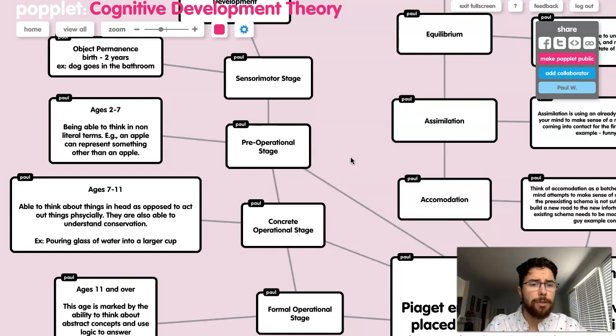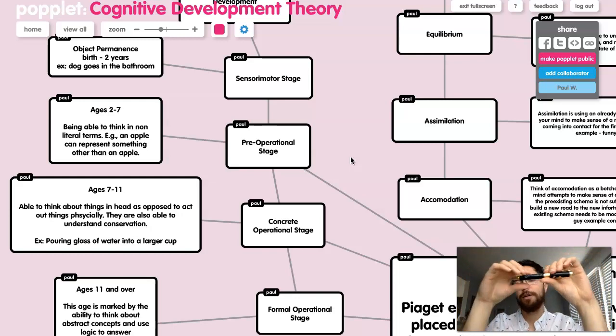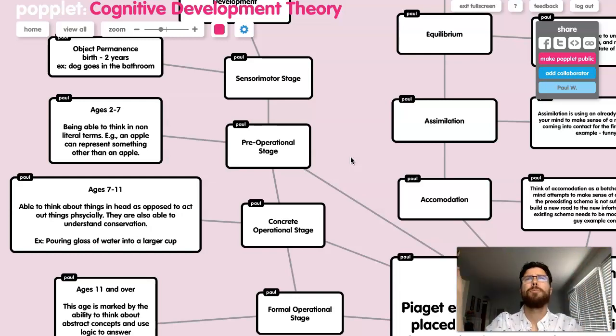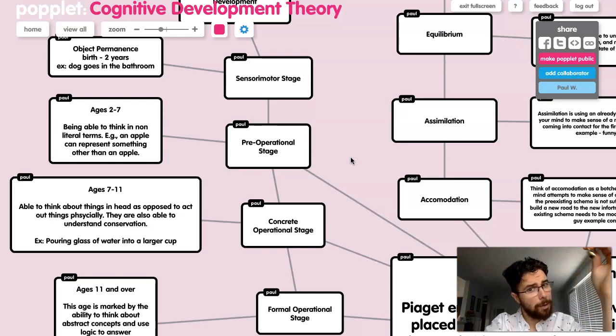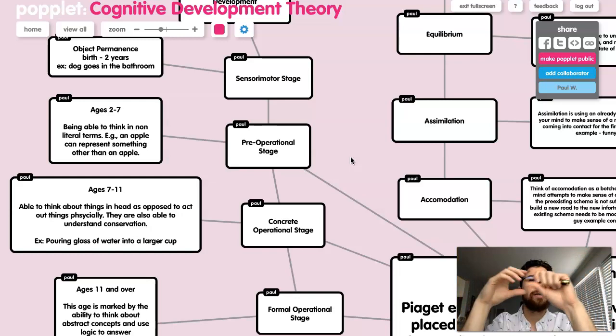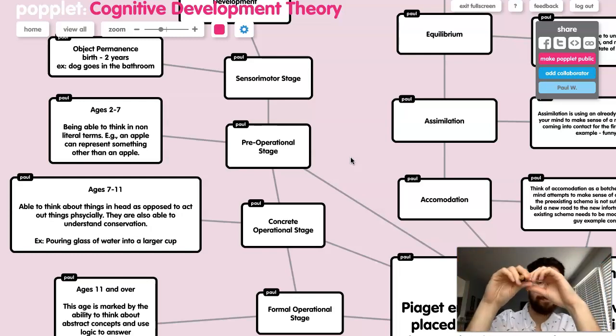Pre-operational. Pre-operational is being able to think about things non-literally. So concepts. Think of the pen as a concept of something. Yes, it's literally a pen, but the pen can represent knowledge. It can represent freedom. That's what the pen is about, which is kind of what metaphors are about. So maybe being able to think about things metaphorically, you could say, works for pre-operational.